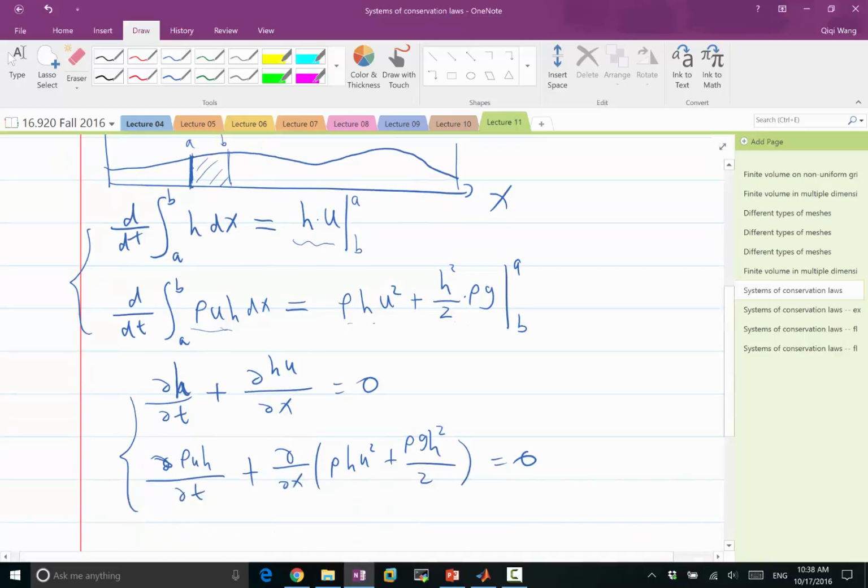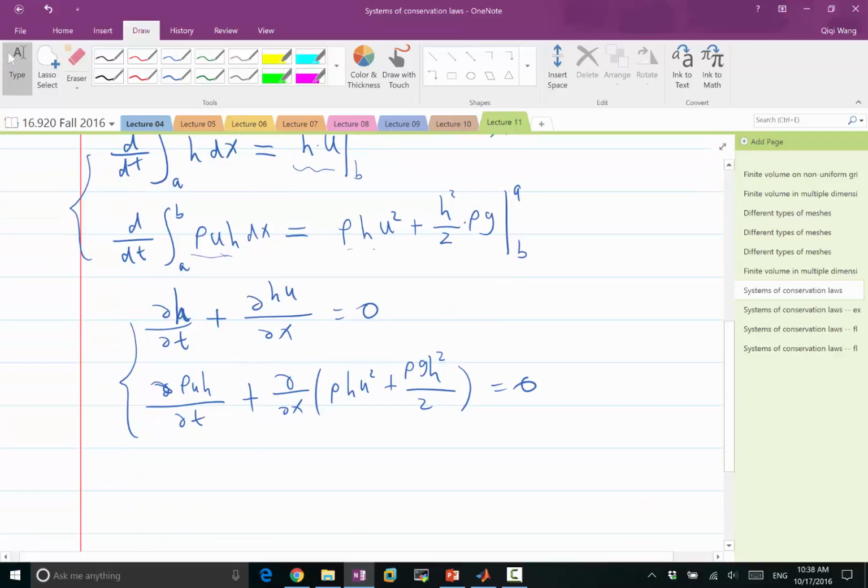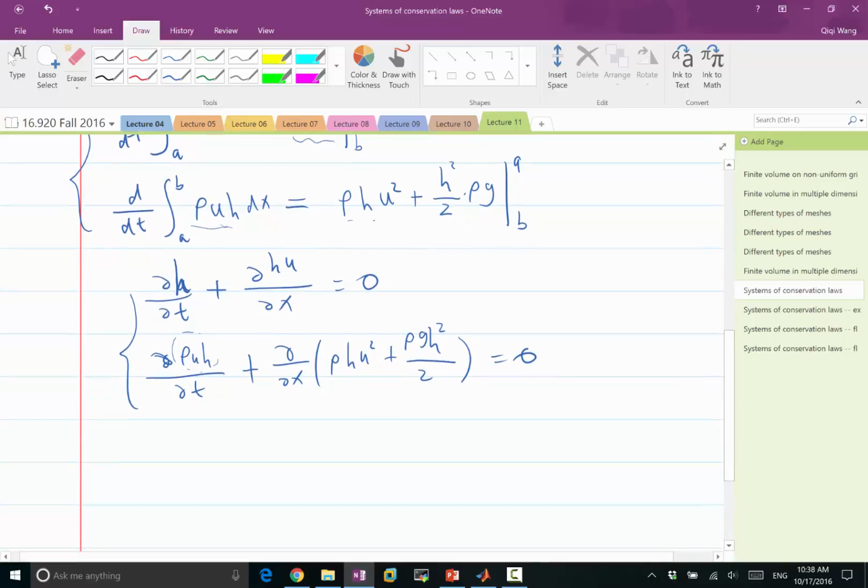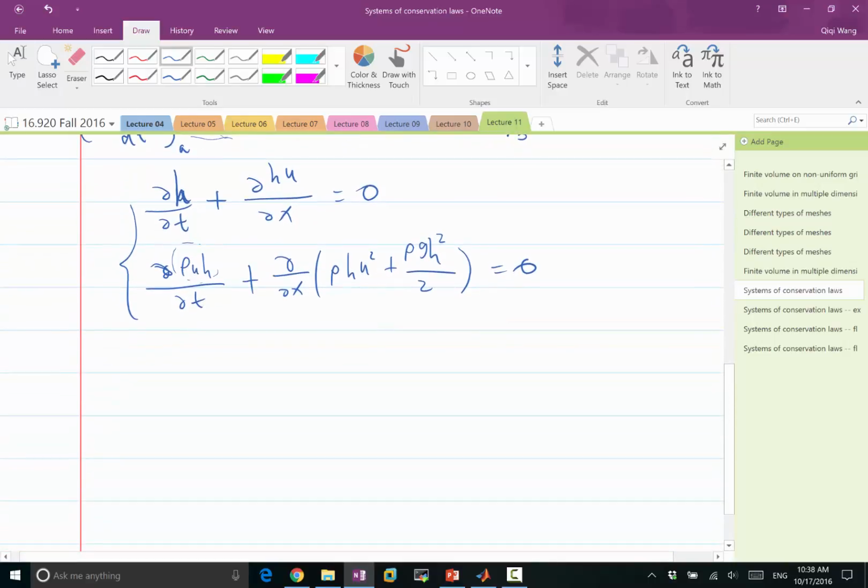All right. So now this is not in standard conservation form because there is a weird rho u h here, right? That can be fixed by just a change of variable. So let's say we define this momentum m equal to rho u h. Then let's rewrite these two equations as the following. So partial h partial t plus partial x of m divided by rho is equal to 0, right? Rho is a constant.